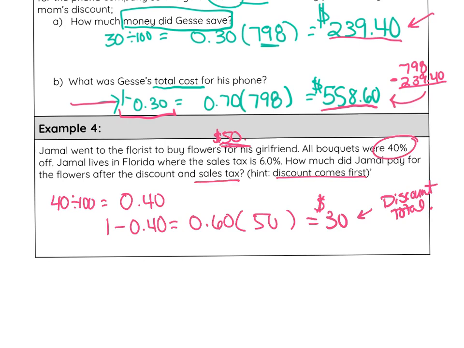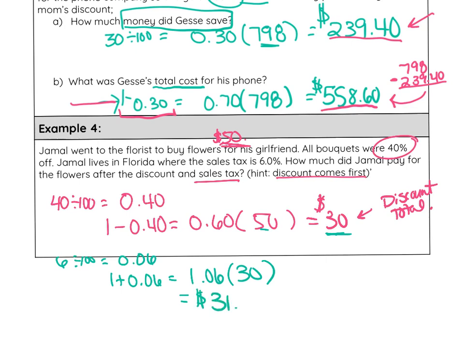But now we have to apply sales tax. So I'll get a different color here. Sales tax is similar. So 6 divided by 100, you get 0.06. Because you're paying money for sales tax, you'd add the 1. So 1 plus 0.06 is 1.06. Take not the 50, but the 30, and then we multiply that by 1.06. So 30 times 1.06, and you get $31.80. And that is your total amount.